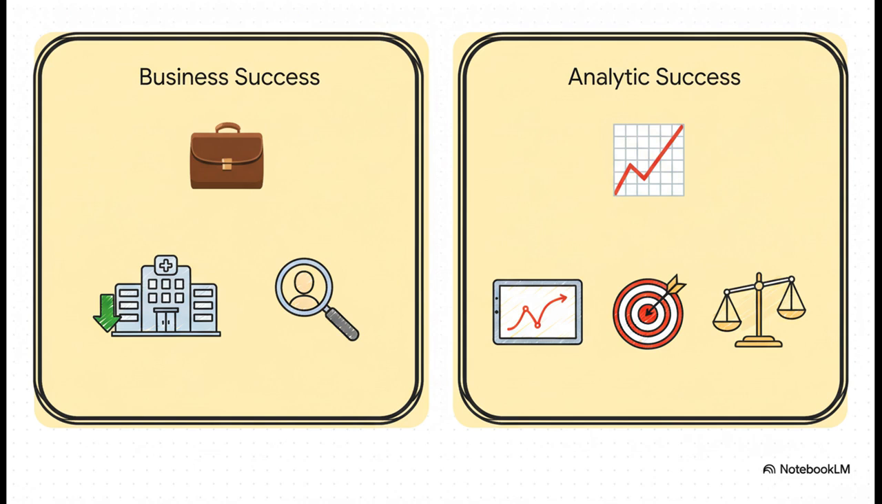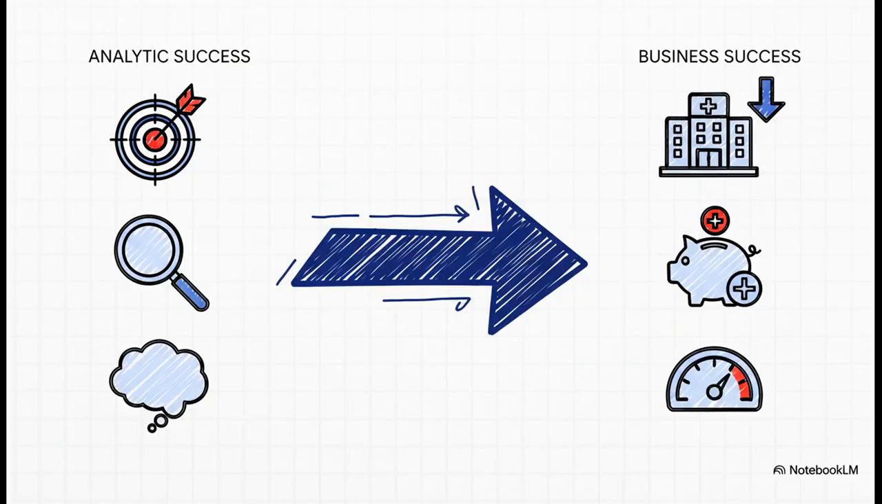Then on the right, you have analytic success. That's the how. These are the technical metrics that data scientists use to figure out if the model is any good. And here's the absolute key. You have to connect the 2. They aren't separate things. For example, a high recall score, which just means we're catching a really high percentage of all the actual diabetic patients, that directly leads to fewer ER visits. You see? The technical metric is there to serve the business goal.